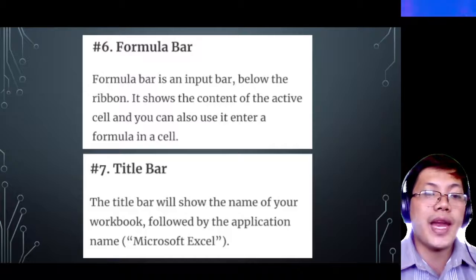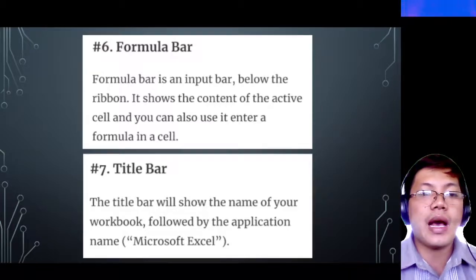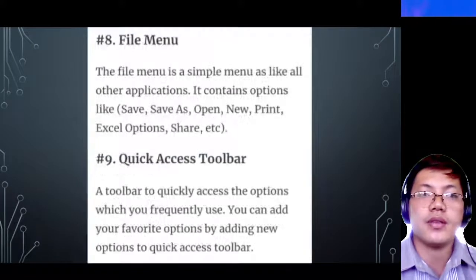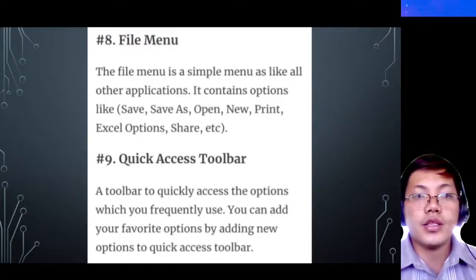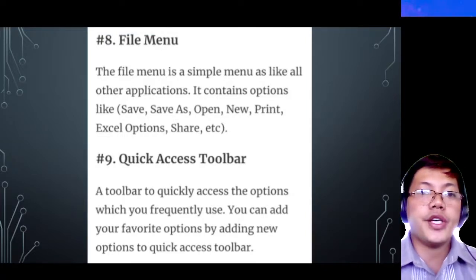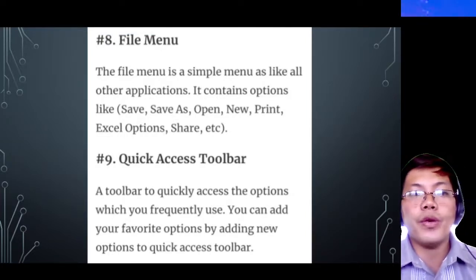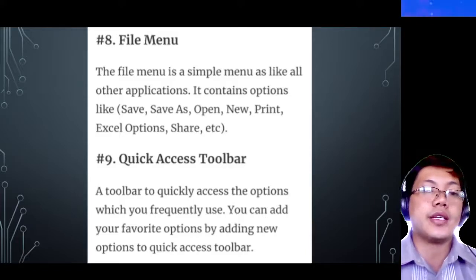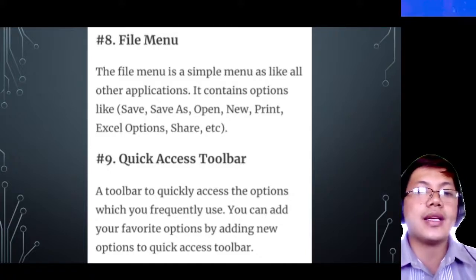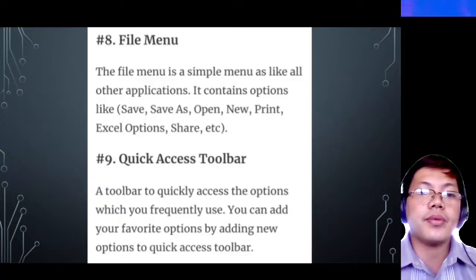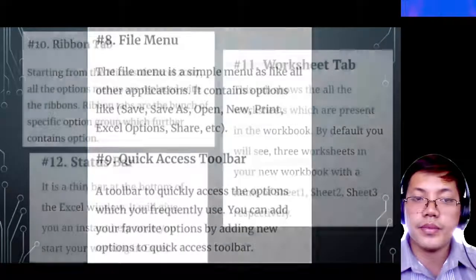Also, the title bar, that's number 7. The title bar will show the name of your workbook, followed by the application, Microsoft Excel. Also, you have the file menu, a simple menu just like in other applications. It contains options like save, save as, open, new, print, Excel options, or even export into different file formats. And you also have the quick access toolbar, a toolbar to quickly access the options which you frequently use. You can add your favorite options to it.